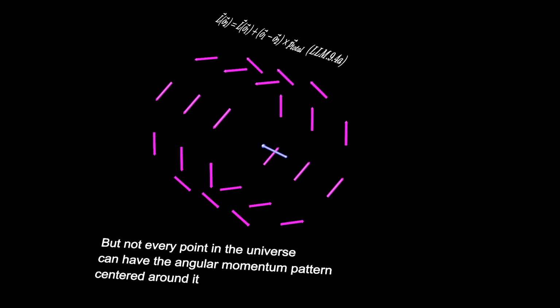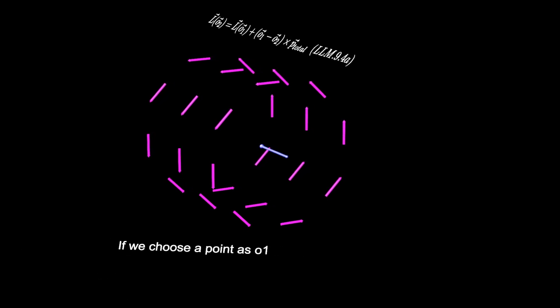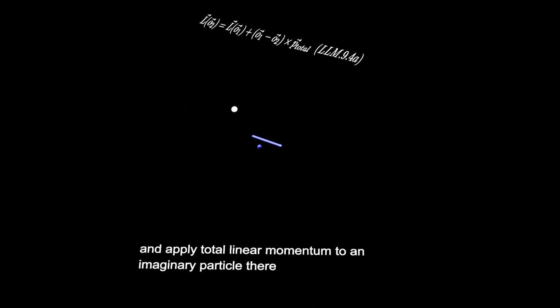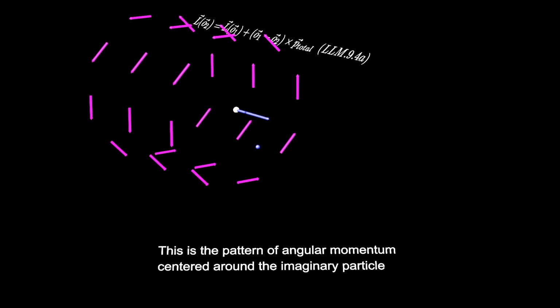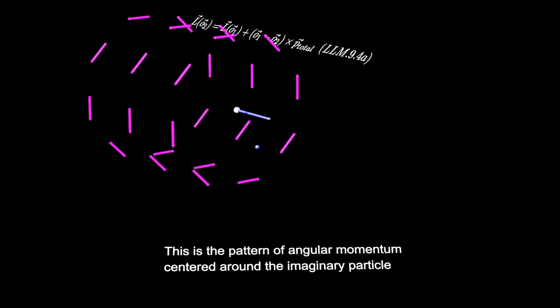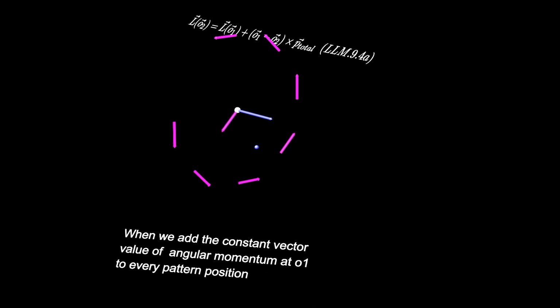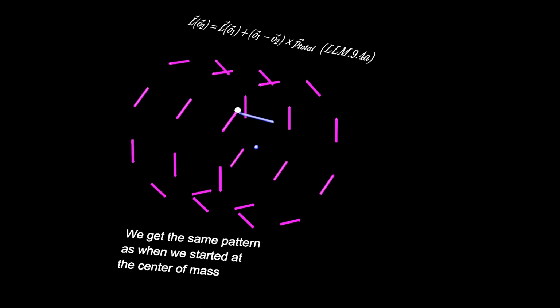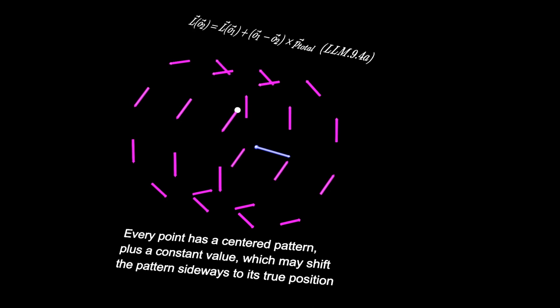But not every point in the universe can have the angular momentum pattern centered around it. If we choose a point as O1 and apply total linear momentum to an imaginary particle there, this is the pattern of angular momentum centered around the imaginary particle. When we add the constant vector value of angular momentum at O1 to every pattern position, we get the same pattern as when we started at the center of mass. Every point has a centered pattern plus a constant value, which may shift the pattern sideways to its true position.